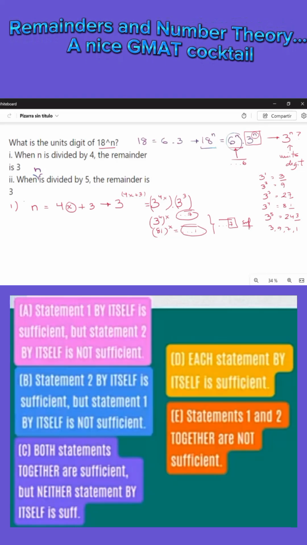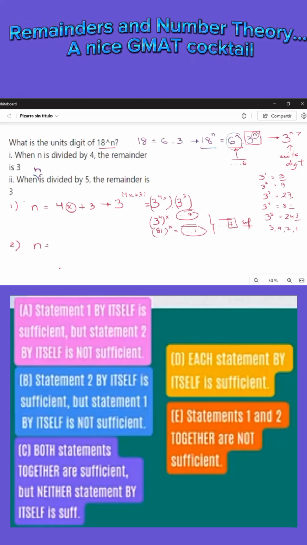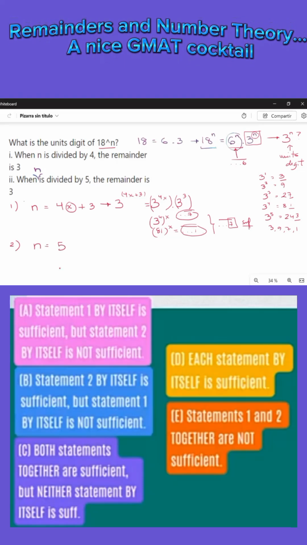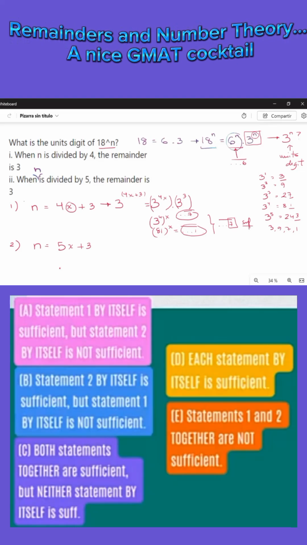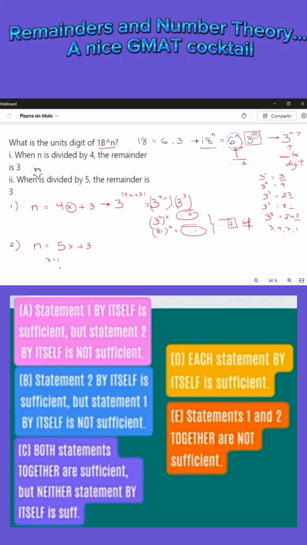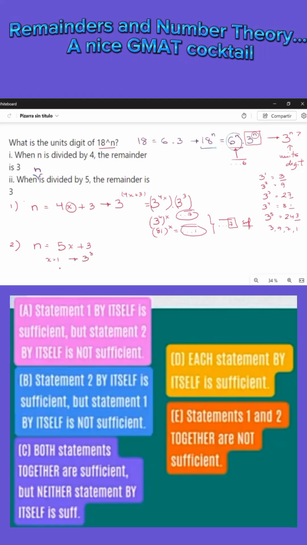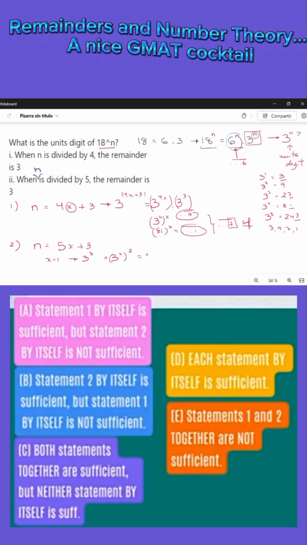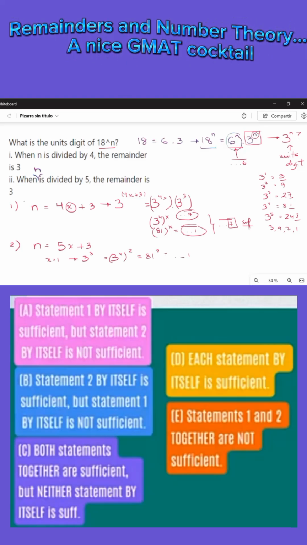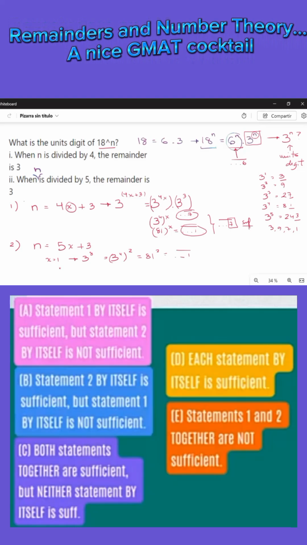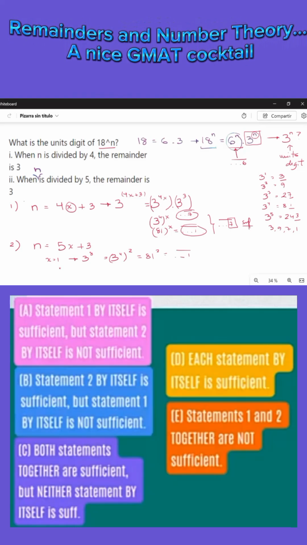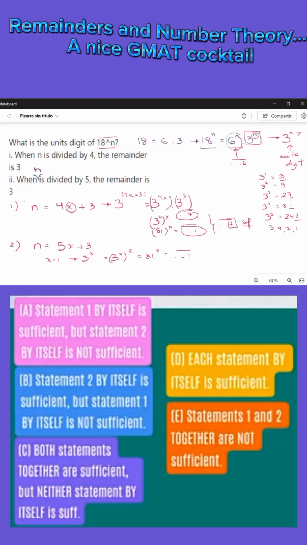Okay, now let's move on and analyze statement 2. In statement 2, n can be represented as 5 multiplied by some integer quotient x plus the remainder 3. What would happen if x were 1? We would have 5 times 1 plus 3, which is 8. So we would have 3^8. But 3^8 is the same as (3^4)^2. In other words, 81 squared ends in 1. So this would be the units digit by which we need to multiply 6^n. So we would know the units digit of the original expression in the question.